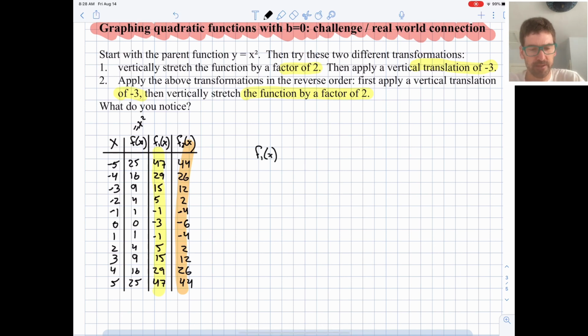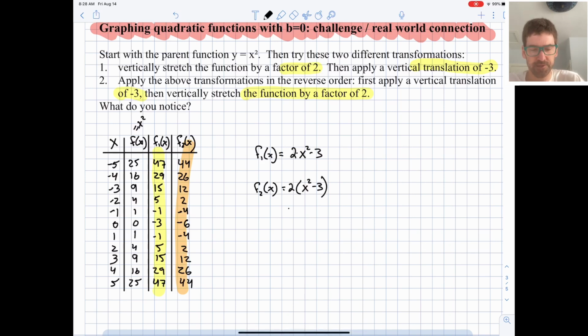So f1 of x, we started with our x squared, we doubled it, that's multiplied by 2, and then we subtracted 3. Let's think about what we did for f2 of x. Again, we started off with our x squared, but here we subtracted 3, and then we doubled the entirety of that.